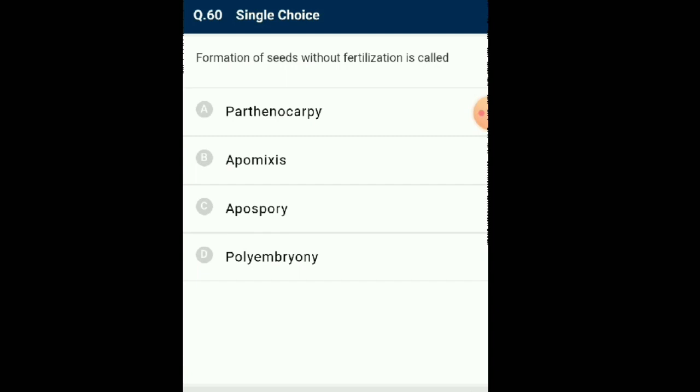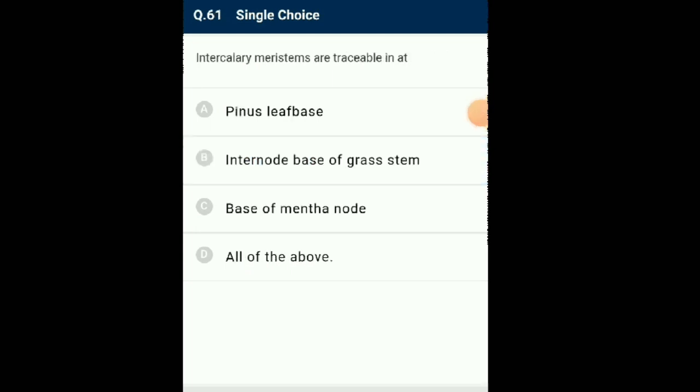Question number 60. Formation of seeds without fertilization is called. In apomixis, seed production takes place without the fertilization of egg cells and the sperm nucleus. So the answer for this question is option B, apomixis. 61. Intercalary meristems are traceable in. Intercalary meristems are present beneath apical meristem and are responsible for increase in diameters of plant organs. It is a meristem which is present between mature tissues at the base of nodes and internodes and at the leaf blades. So the answer for this question is option D, all of the above.